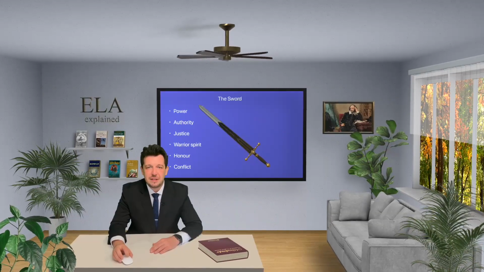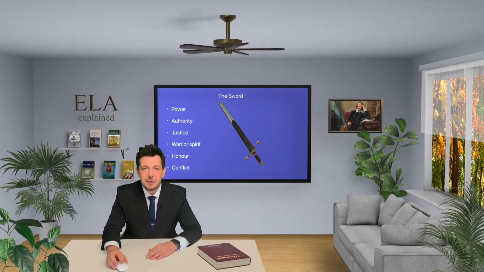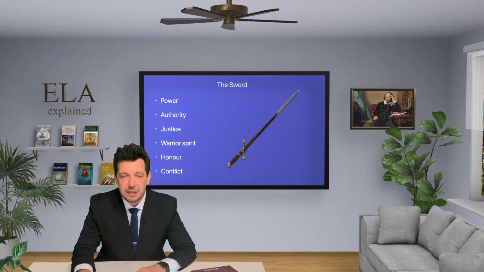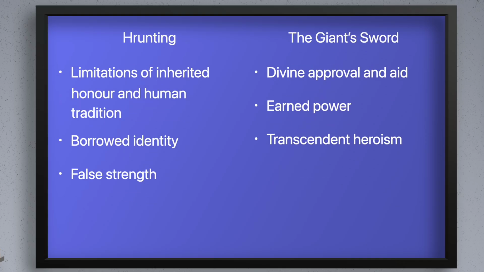Another common symbol is the sword, often associated with power, authority, justice, the warrior spirit, honor, and conflict. In the Anglo-Saxon epic Beowulf, we encounter two swords with distinct symbolism, Hrunting and the giant sword. Hrunting, gifted to Beowulf by Unferth, who had earlier doubted his bravery, is described as mighty but fails against Grendel's mother. It symbolizes the limitations of inherited tradition and glory, carrying the weakness of its flawed giver.